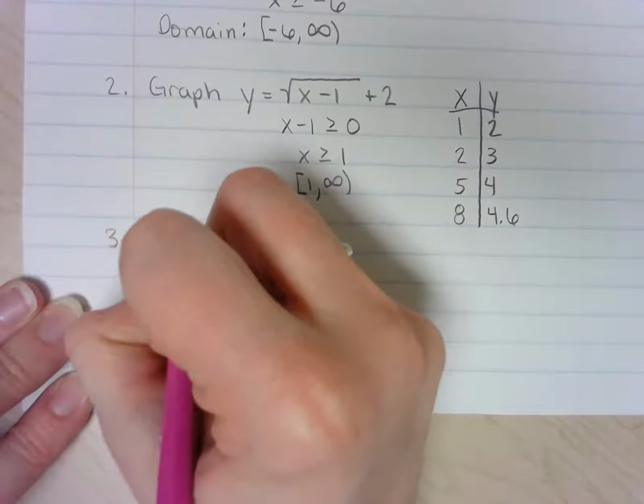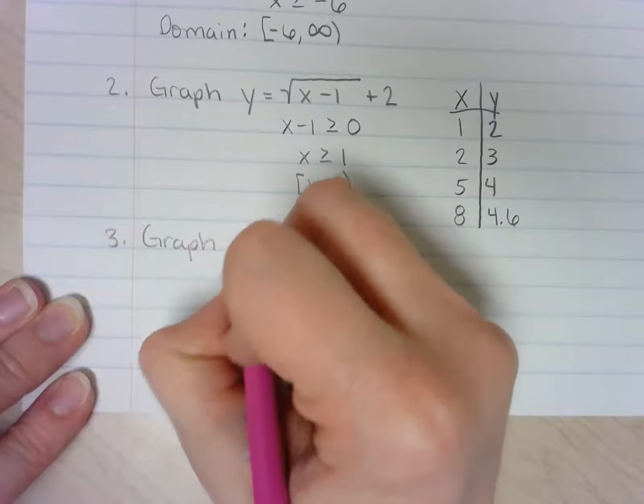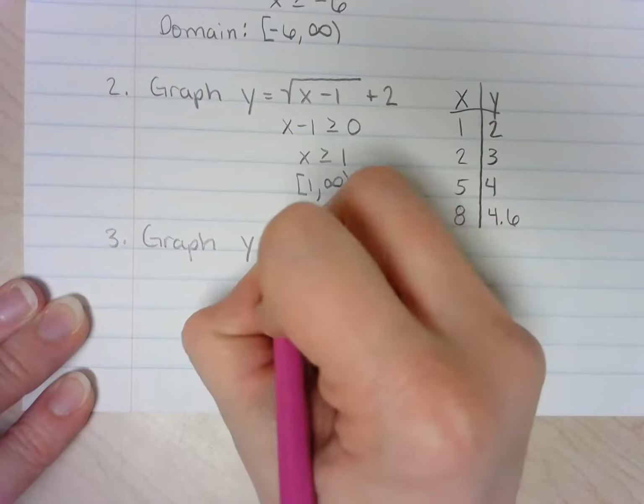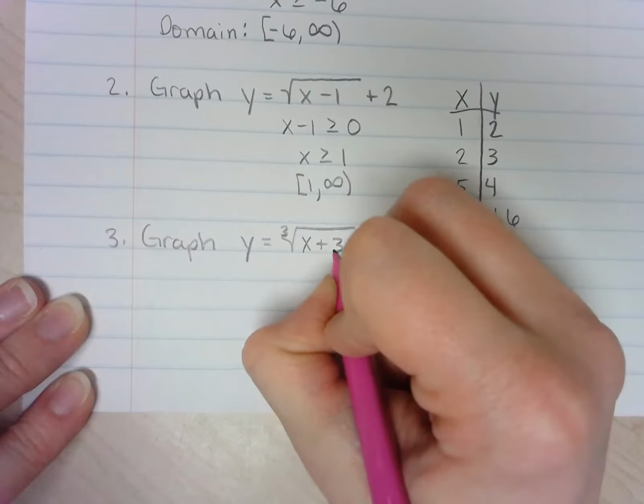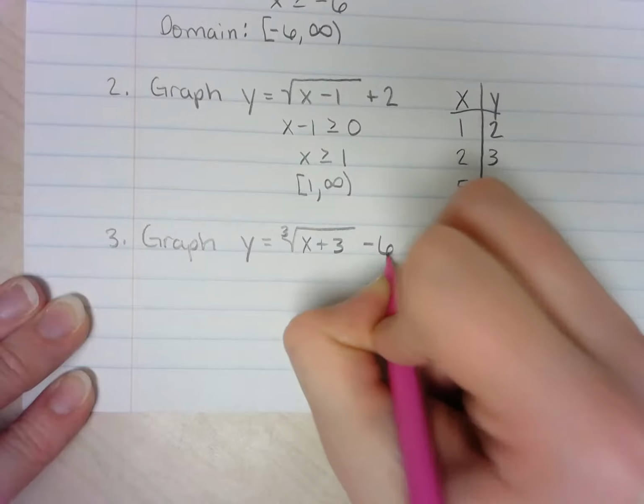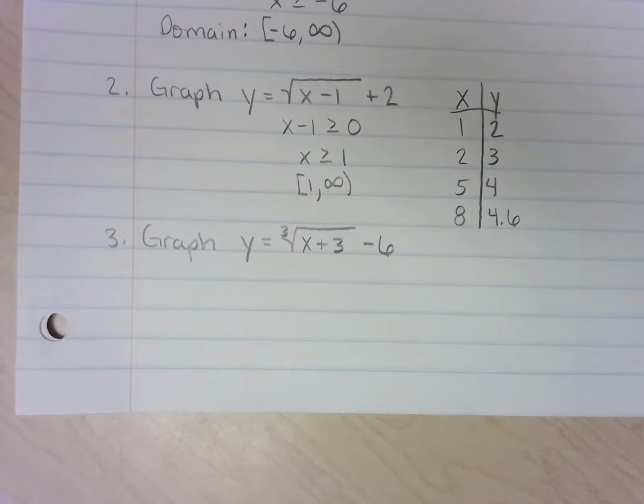So here we're going to graph the function y equals the cube root of x plus 3, and then outside that radical have a minus 6. The cube root function has a domain that's all real numbers, so it's not restricted to just greater than or equal to 0 under the radical. So we won't need to start by finding the domain.